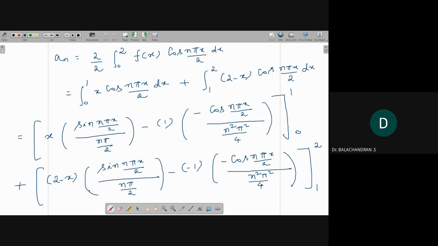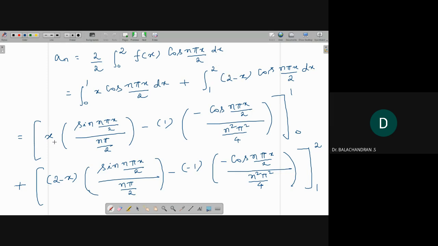So next I need to find an. An equal to again 2 by L, L is 2, integration from 0 to 2 of f of x into cos n pi x by L, L is 2, into dx. So you need to split into two integrals. One is from 0 to 1, another one is from 1 to 2. In the first interval, f of x is x. In the second interval, f of x is 2 minus x.